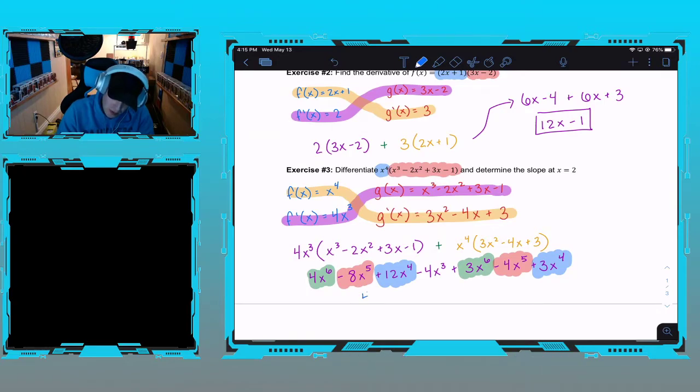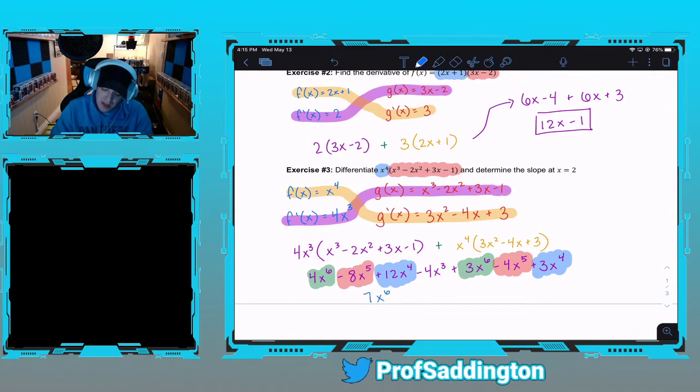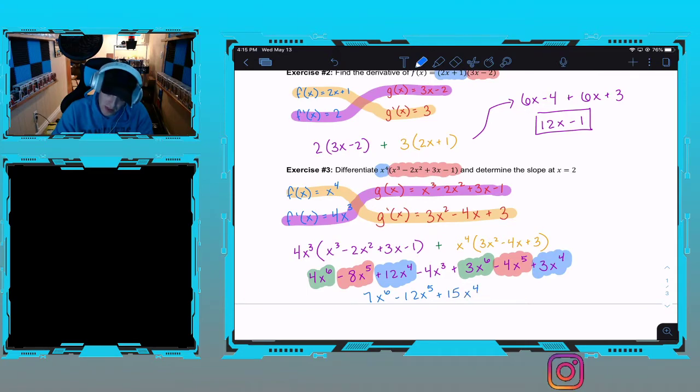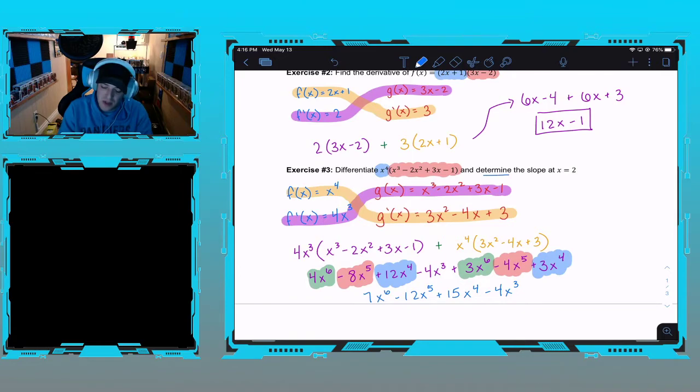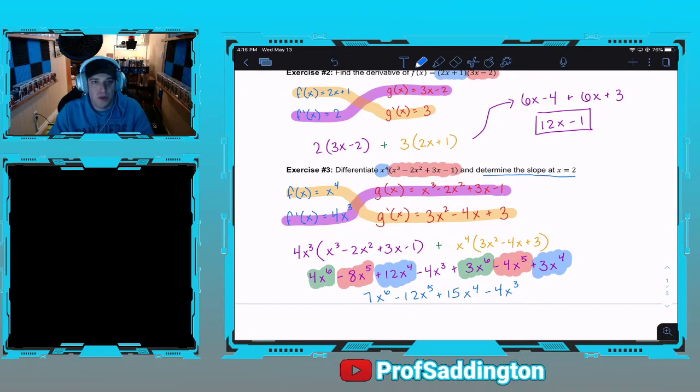I have 4x and 3x. That would give us 7x to the 6. The negative 8 and the negative 4 would give us negative 12x to the 5th plus 15x to the 4th, and we're still left with that 4x to the 3rd. So everything we did was just like the first two questions. There's just one extra step in this one, and it says determine the slope at x equals 2.